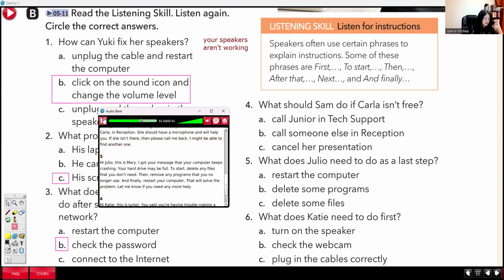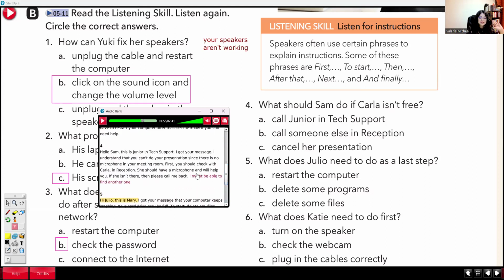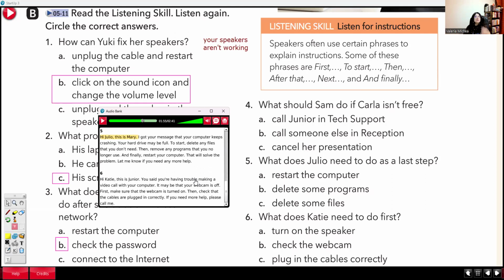I might be able to find another one. Oops, sorry. Hi, Julio. This is... okay, sorry. My mouse is not really working. All right. I was talking about this phrase. I might be able to find another one. So again, possibility, but not the highest possibility, of course.